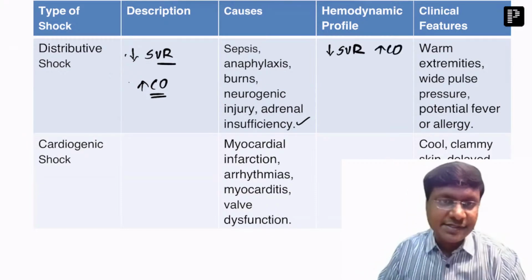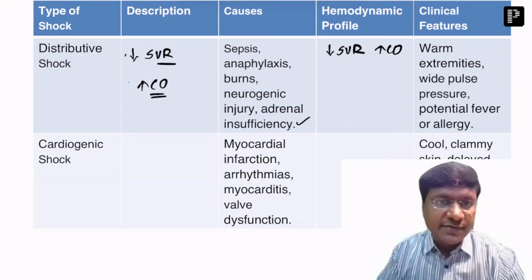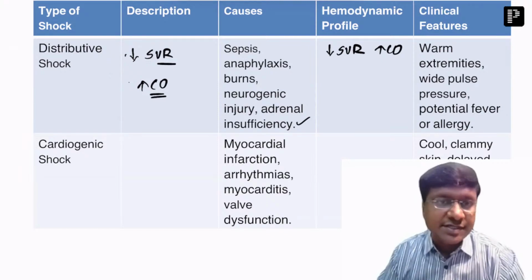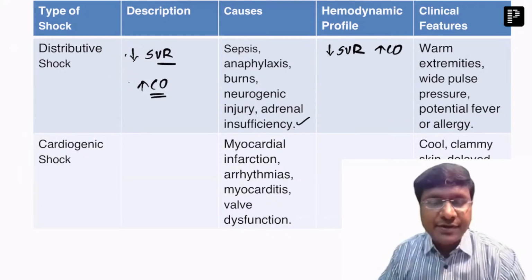Because systemic vascular resistance is reduced. What actually is systemic vascular resistance? It is the afterload which is given over the left ventricle. Once your afterload on the left ventricle is reduced by decreased systemic vascular resistance, what will happen to cardiac output? Cardiac output obviously increases.